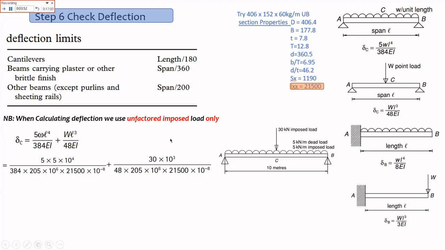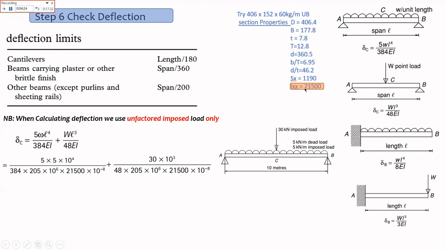All right. So if you punch in the values: 5 times 5 times 10 raised to power 4 divided by, now 384 is from the formula. The value of E we were given was 205 kilonewton per meter squared. All right. So the value of I is this one.